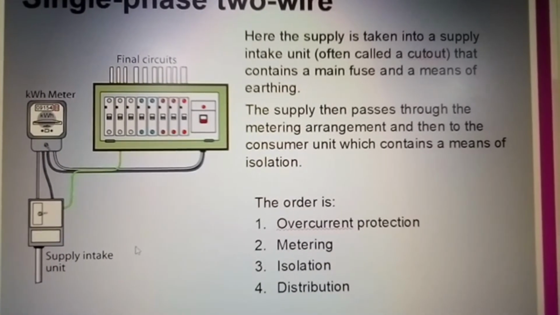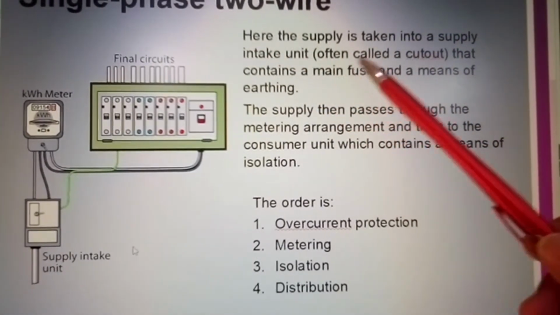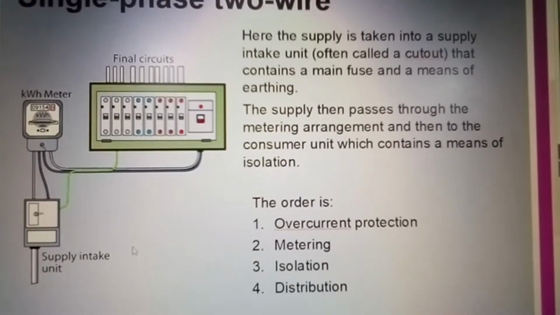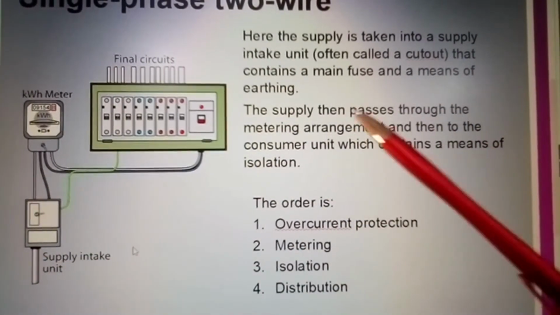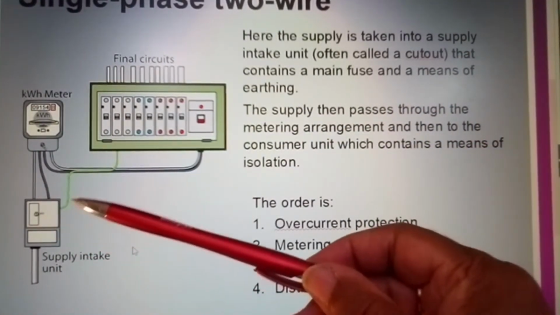And here we have single phase 2-wire. Here the supply is taken into a supply intake unit, often called a cutout. And that would be your unit here. That contains a main fuse and a means of earthing.